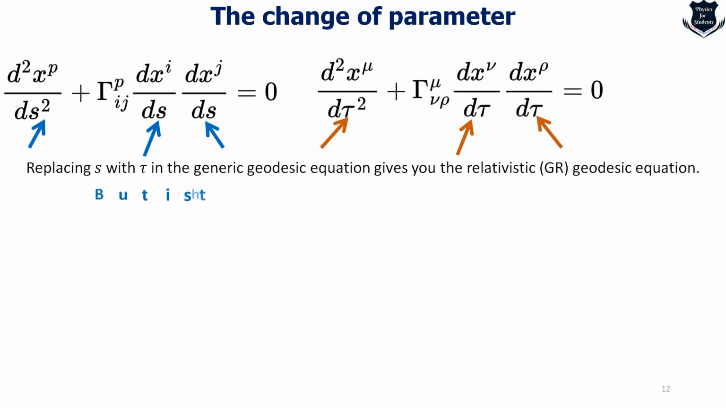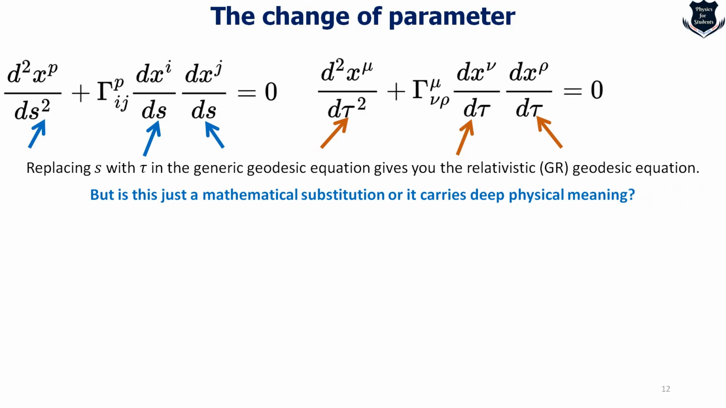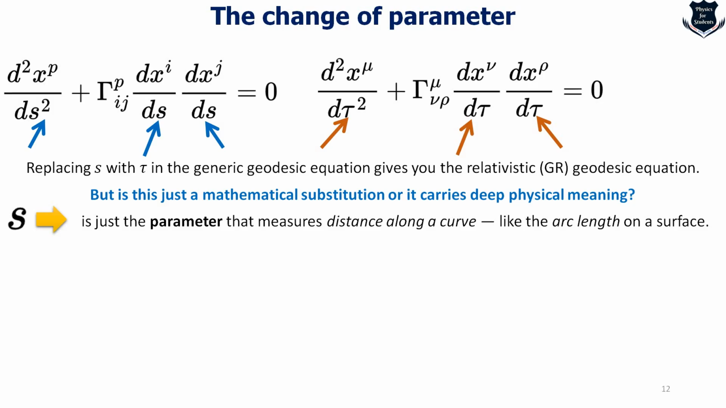Obviously that is the thing, but the question is: is this just a mathematical substitution, or does it have a very deep physical meaning? Now this is something which I would like to explain, and it carries a profound importance in differential geometry and general relativity. Remember, we have talked earlier that S is just the parameter.